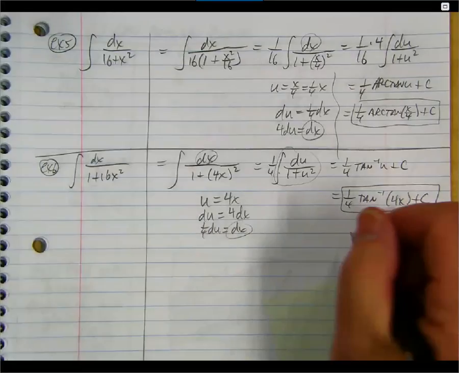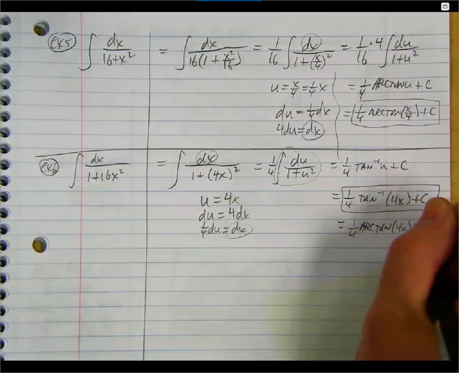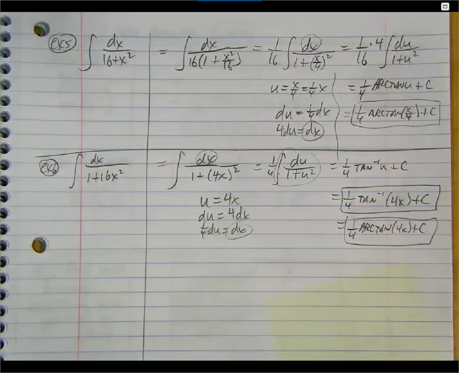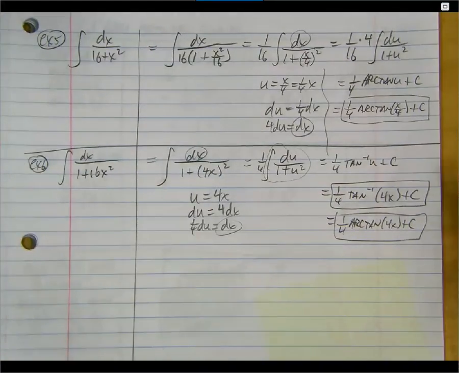Okay, if you want to, you can rewrite that as an arctan of 4x, and then there's a plus c at the end. Either one of those, totally fine. Please start using them interchangeably. That means sometimes write this. Next time you do one of these, maybe write that.